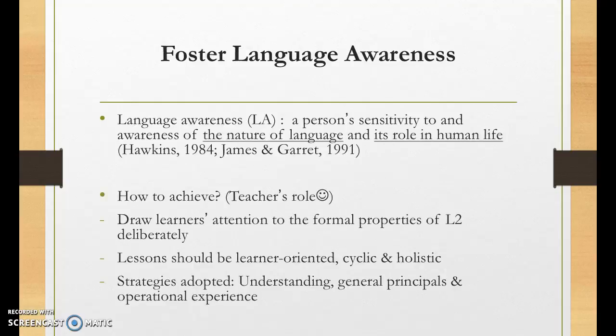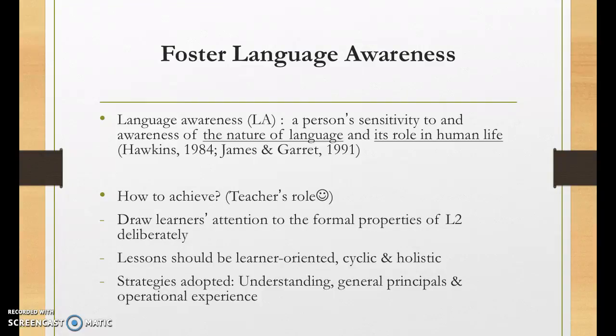Now, foster language awareness. I believe students need to be aware of the nature of the language itself and its role in human life and theirs. How to achieve it? Basically, this is one of our teachers' roles that we were talking about before. We have to draw their attention to formal properties. Basically, make them understand why it's important to speak correctly and why it's important for the other person to actually understand what it is that we're saying.